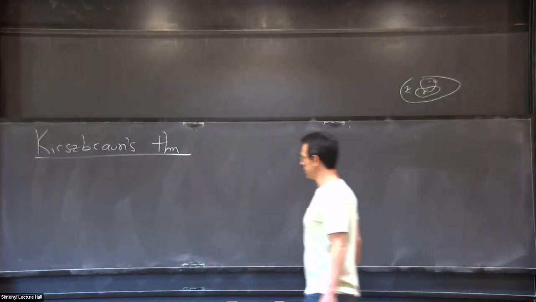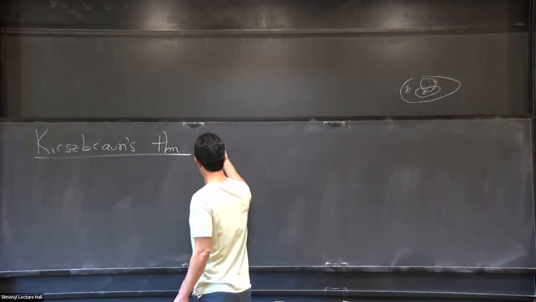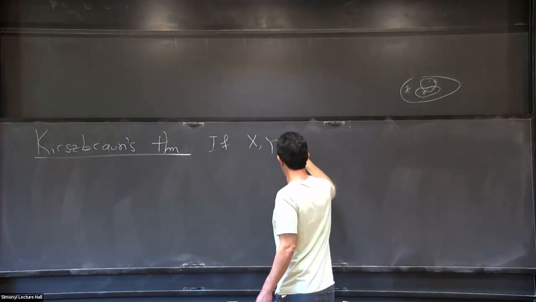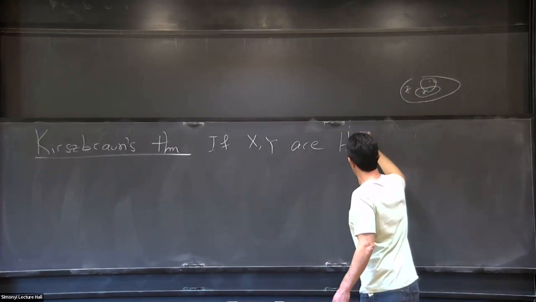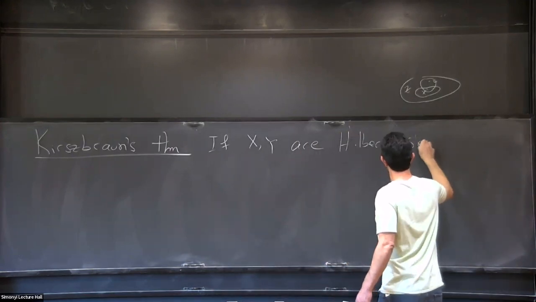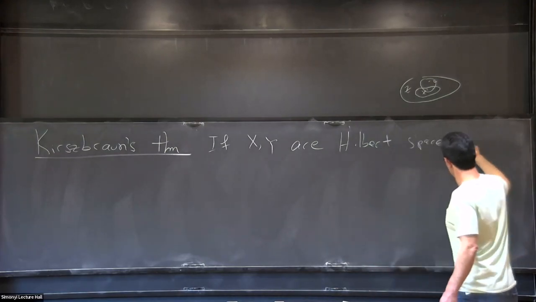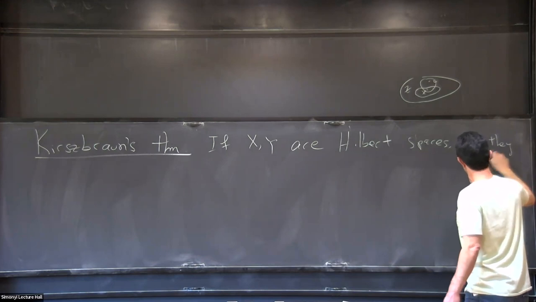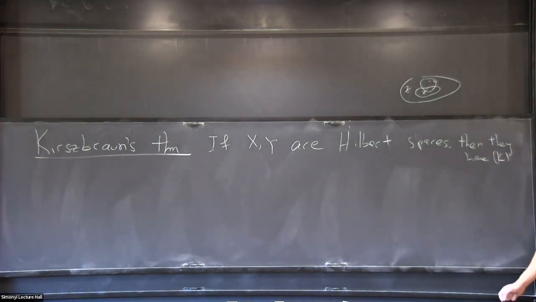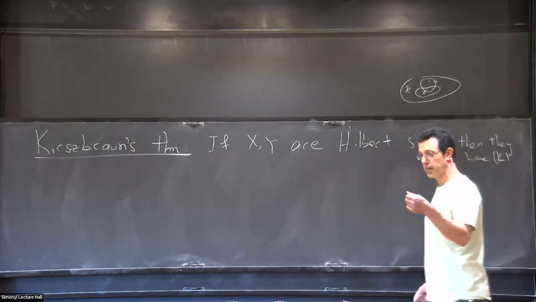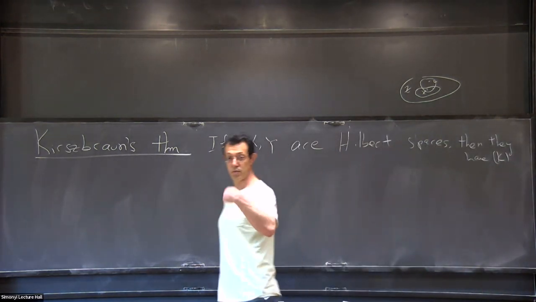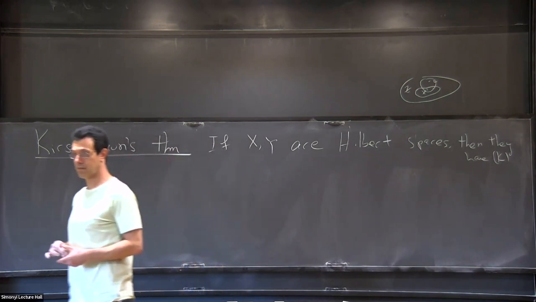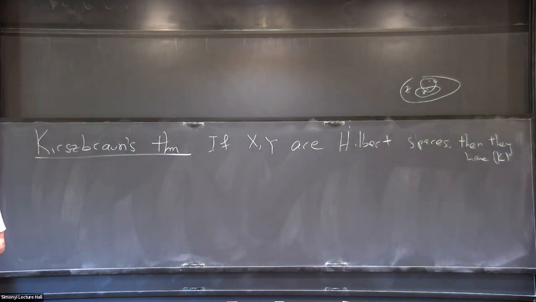All it says is that if X and Y are Hilbert spaces, and they have this property K, then they have K. So in other words, any Lipschitz function from an arbitrary crazy subset of a Hilbert space to a Hilbert space can be extended, and if it was one-Lipschitz, the extension is also one-Lipschitz. Okay, let's check the criterion.